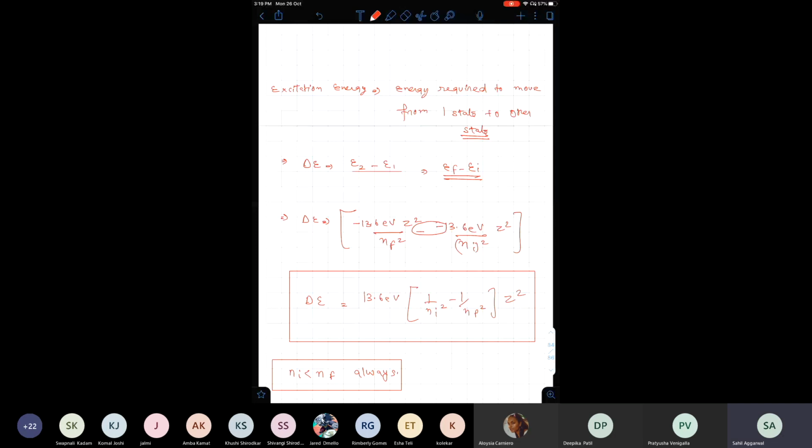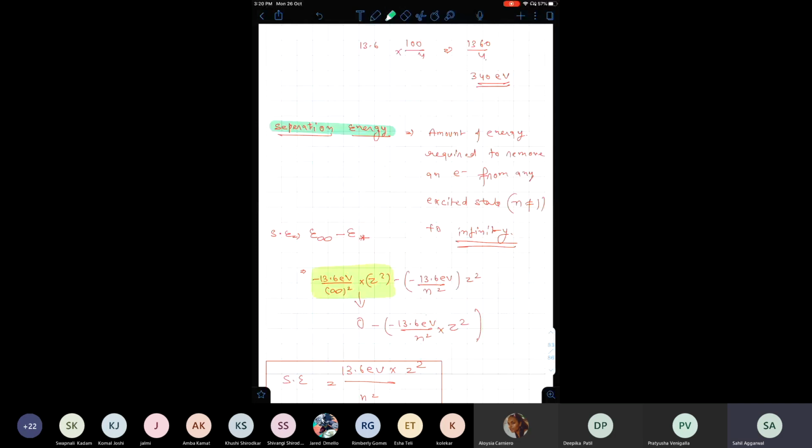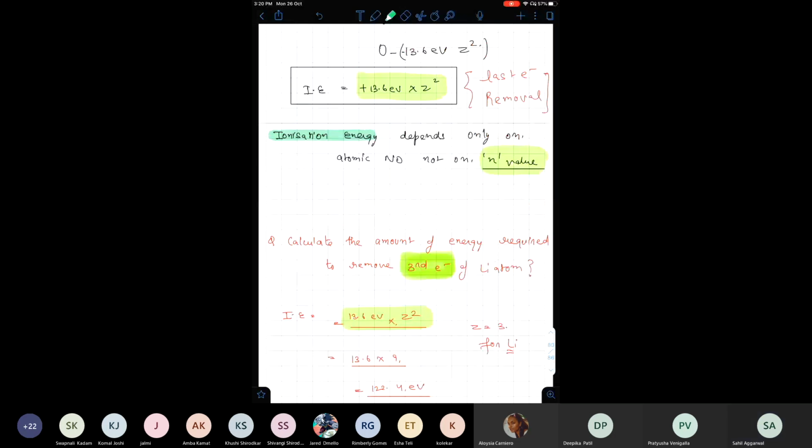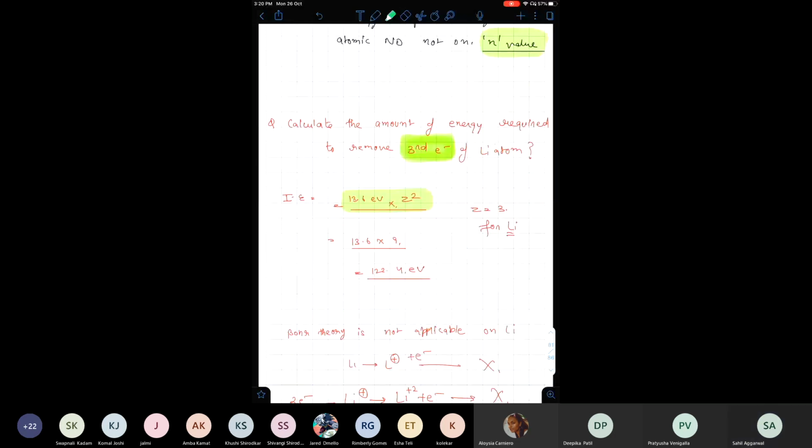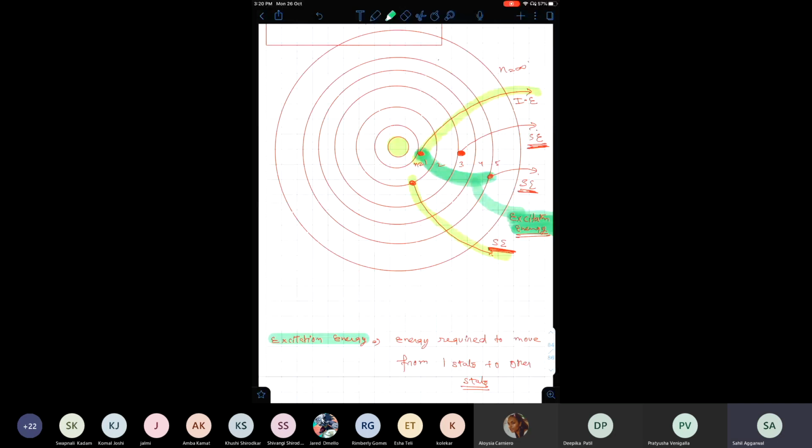Excitation energy, separation energy, and ionization energy. ठीक है.